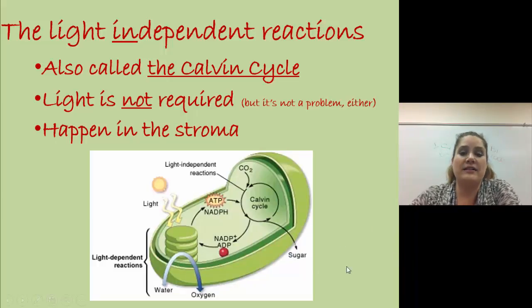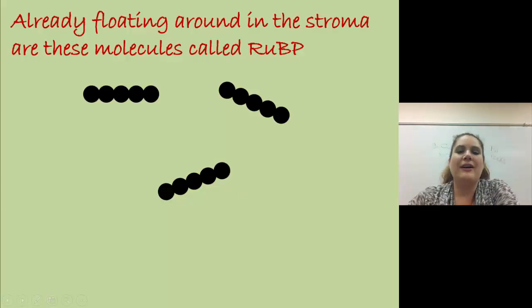So again, let's go back to this diagram. Remember, our light-dependent reactions happen in the grana here in the thylakoid membrane, but now this stuff is going to happen in the stroma, so out in this empty space here. Well, it's not really empty, but already floating around in the stroma are these molecules called RuBP. They're not really called RuBP. It's ribulose bisphosphate, but that is not very easy to say. It's abbreviated like this, capital R, lowercase u, capital B, capital P. So I call it RuBP.